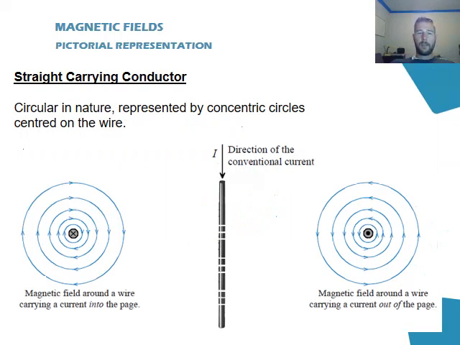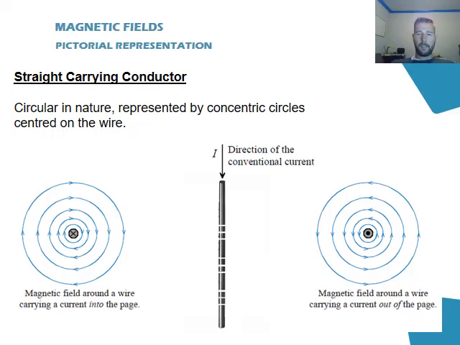So now we're going to have a look at a straight current-carrying conductor, which is a wire with a current running through it. Now the current, when we draw it, when it's directed into the page, is represented by a cross, which you can see on the left diagram, and when it's coming out of the page, it's represented by a distinct dot, which is seen in the right diagram.